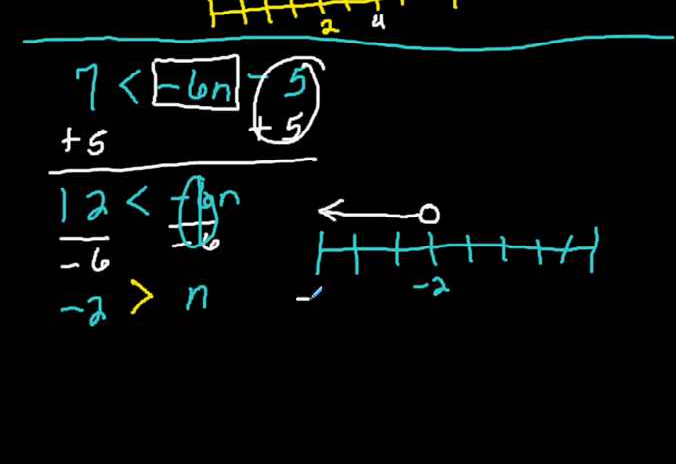Now let's check it. Negative 3, negative 4, negative 5. Let's try negative 5 here. Plug it in for n. Negative 2 is greater than negative 5. That is a true statement. So then we have graphed this correctly. All right. That concludes our discussion on inequalities. Solving for inequalities and graphing them.